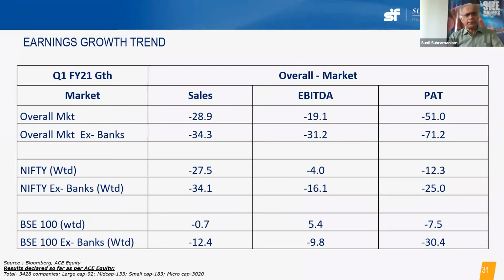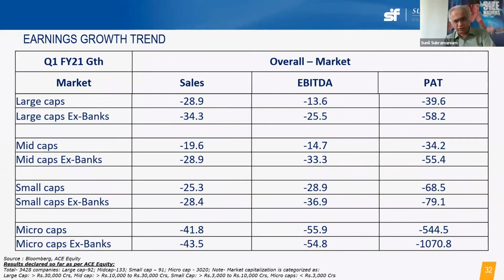But if you break it up into large caps, mid caps, small caps, and micro caps, you can see that the more the pain is in the smaller end of the market. So micro caps are down 500% in terms of their earnings growth. Small caps are down about 79% if you take it with the banks. Mid caps and large caps are at 58% and 55%. So you can see that another reason that large caps get affected less is that earnings get affected less even in the severest downturn.